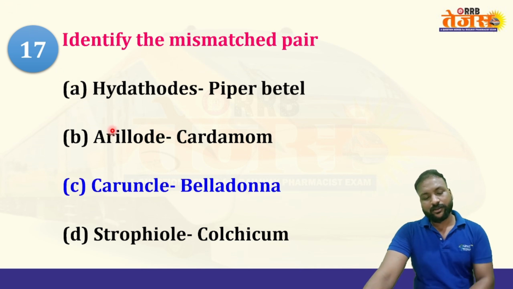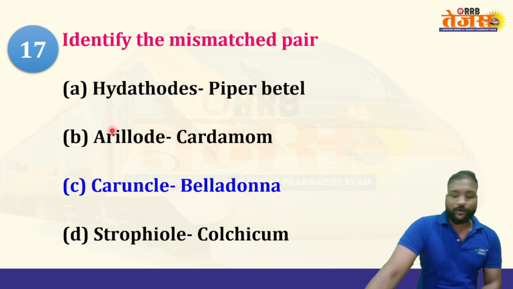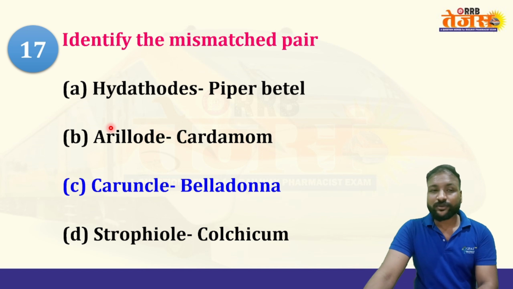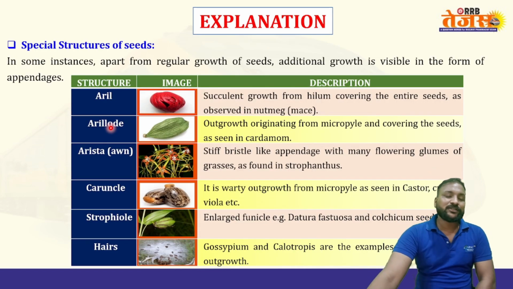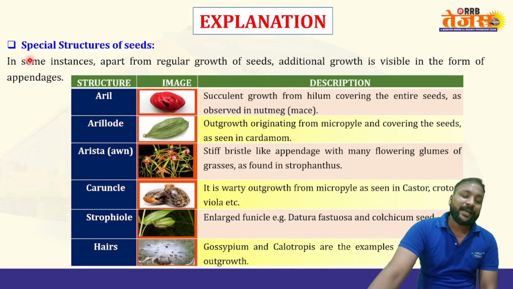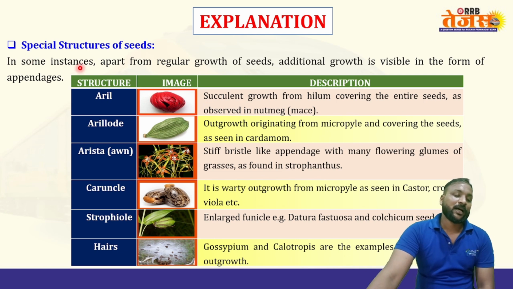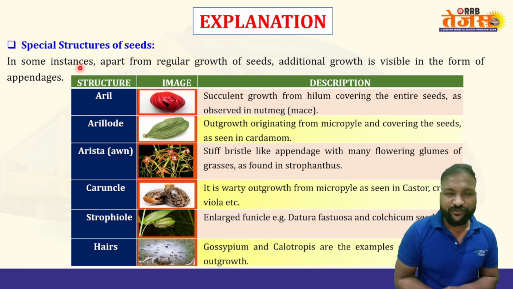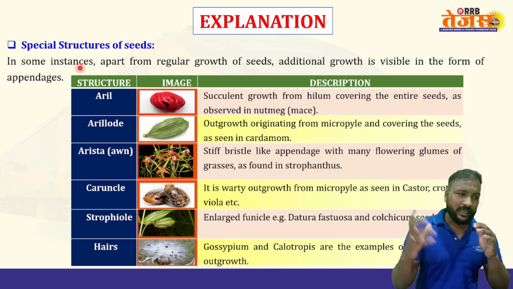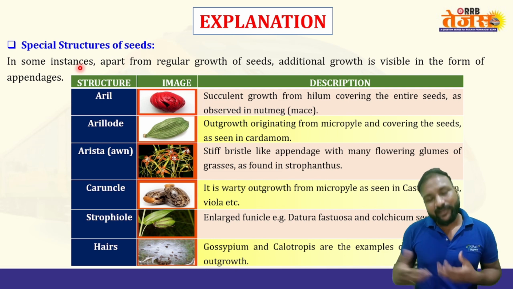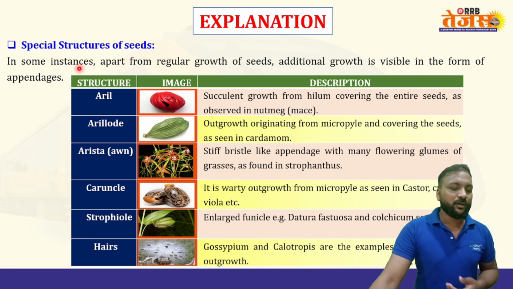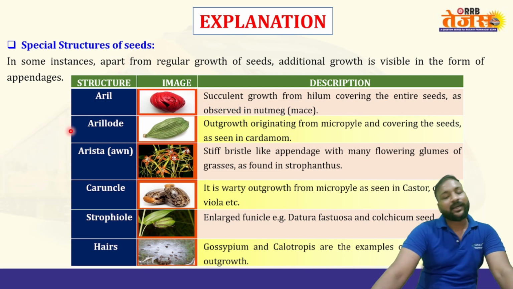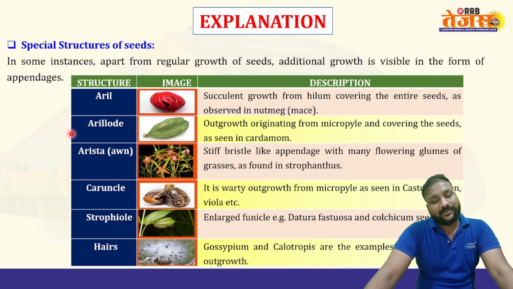What is the wrong answer here? Caruncle and belladonna. Option C is the wrong answer here. They are asking about the mismatched pair, not about the right answer. Okay, so this is the supporting explanation. Generally the plants have some modifications to adapt to environmental changes. So you should remember these specialized structures in plants especially.